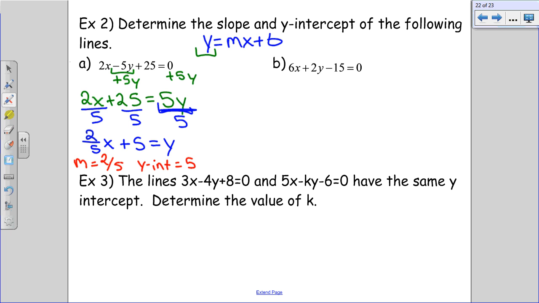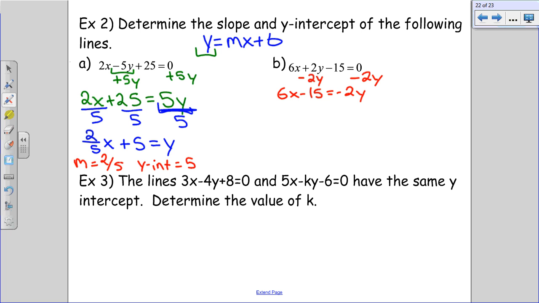All right, for B, we've got the same problem. So we've got a formula. It's definitely in general form right now: ax plus by minus c equals 0. I want it to be in slope-intercept form, which means I want the y's all on their own. So I move them over to the other side by subtracting 2y. That gives me 6x minus 15 equals negative 2y.